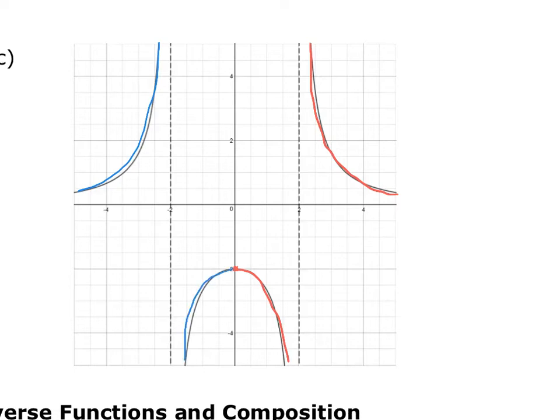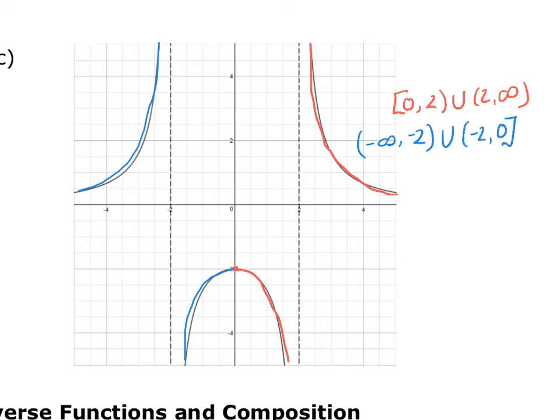So my domain I'm going to restrict it to is either from 0, inclusive, to 2, non-inclusive, union from 2 to infinity, or from negative infinity to negative 2, union with negative 2 to 0. So either I take the left-hand side or I take the right-hand side. It really is up to you. If they don't ask, then we choose not to. We choose the positive is usually the easier one, but you can choose the left or the right.